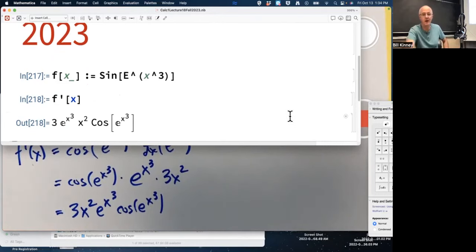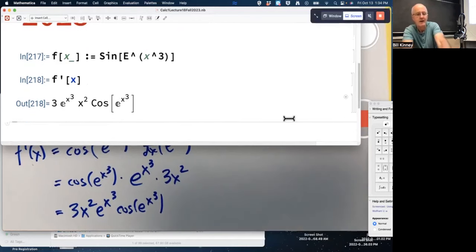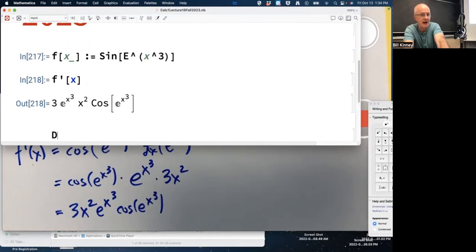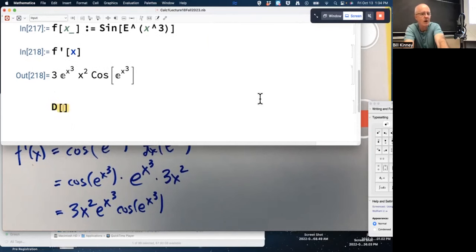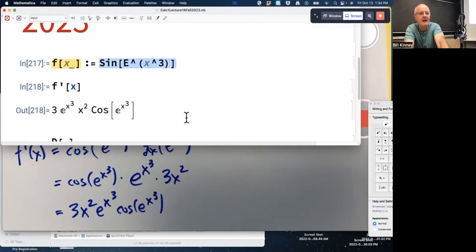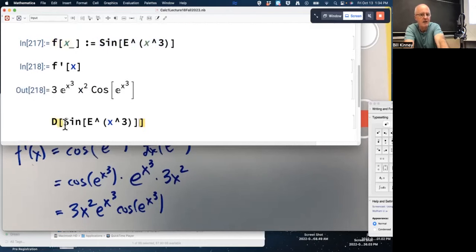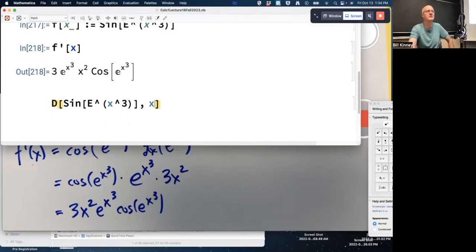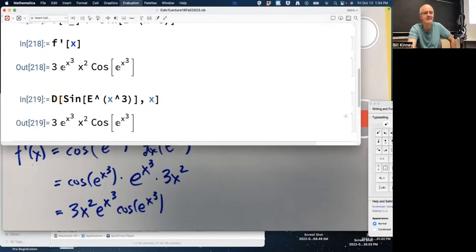Here's one other new thing, though. Another way to take derivatives on Mathematica is with the built-in function called capital D, for derivative, with square brackets. Let me just copy and paste this functional expression in here. I can put the function I want to differentiate inside of that, then comma x. That will also find the derivative with respect to x. Same answer. Sometimes that's more convenient if you don't feel like defining the function f of x.